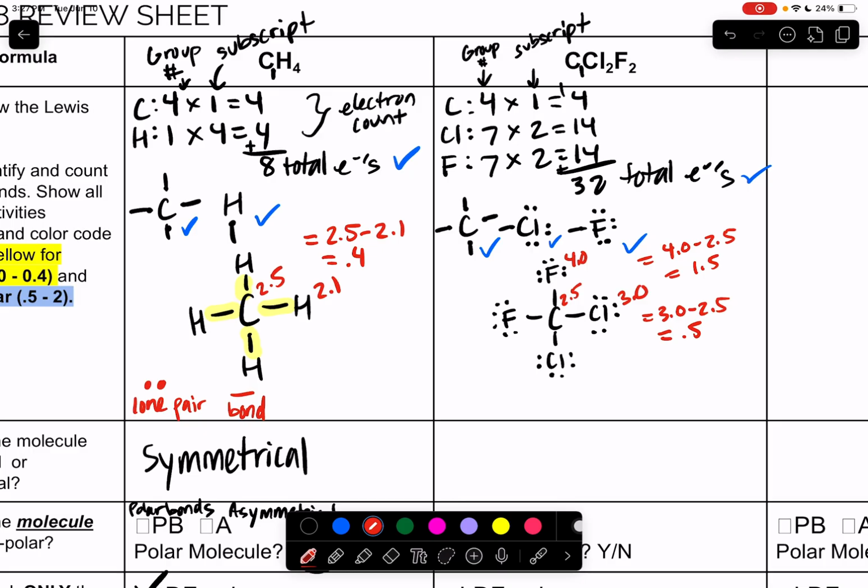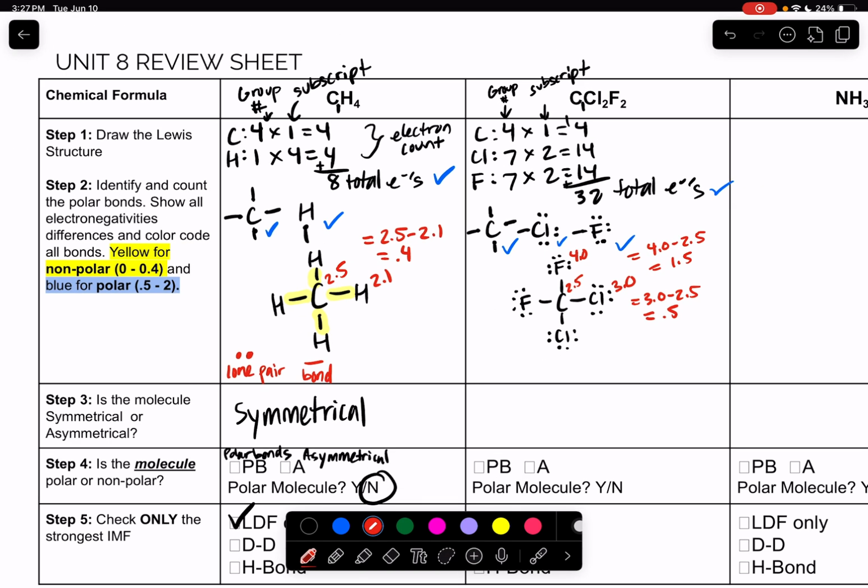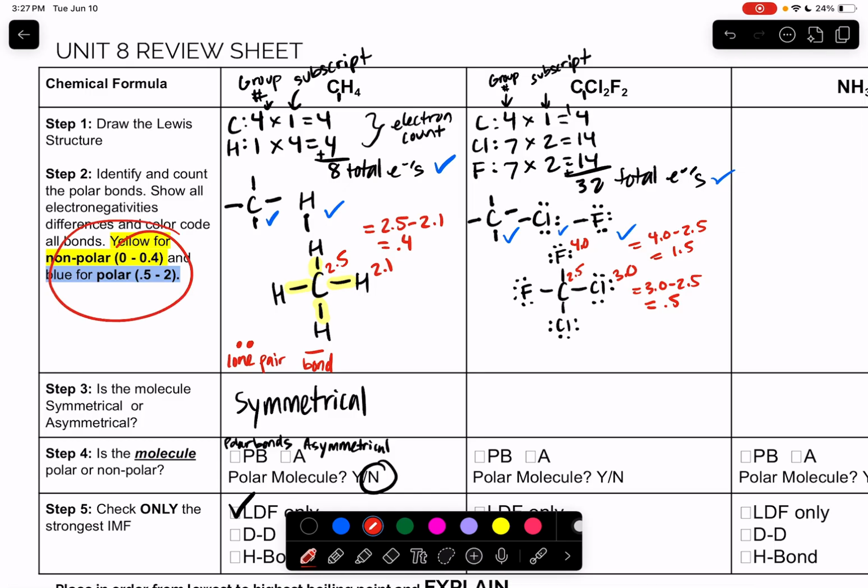And now I'm going to look at those values and compare that to this to figure out if I'm going to highlight this blue or yellow. So I have a difference of 0.5, which means that would be polar. And I have a difference of 1.5, which also means it would be polar. So that means all my bonds, I'm going to highlight them blue to show that they're all polar bonds.